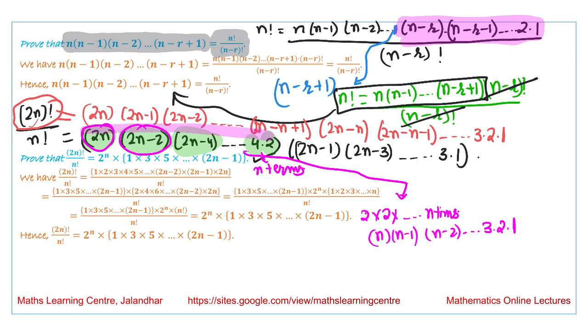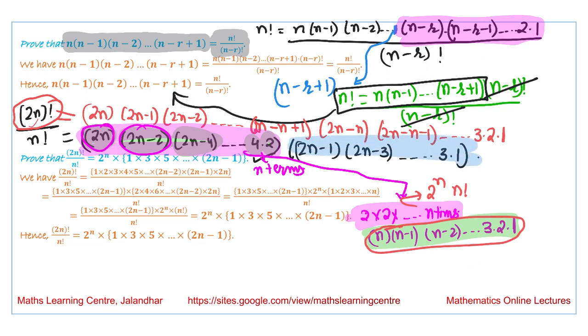This portion, if I take 2 common from it, I will have 2 n times, and the remaining terms will be in this form. Now this 2 written n times we can write as 2 raised to the power n. These terms will be n factorial, and the remaining terms we have over here, look at these terms, these are odd terms.